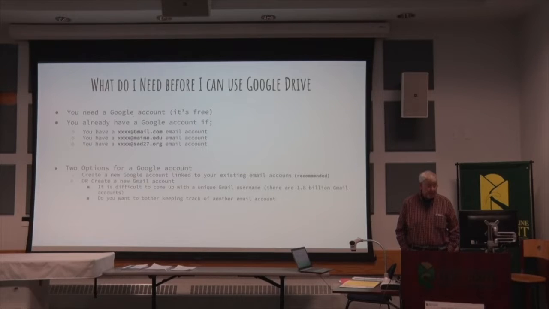But if you want to, you can create a Gmail account. You can do it either way. The problem with Gmail accounts right now is it's impossible to come up with a username that somebody hasn't already used. I was looking the other day, there are 1.8 billion Gmail accounts. So most combinations of people's names and numbers and things along that line have already been used. So you become Bill Loader 147392 or something, if you want to do that. Plus you have another account to keep track of. But you may want to do that, I don't know.